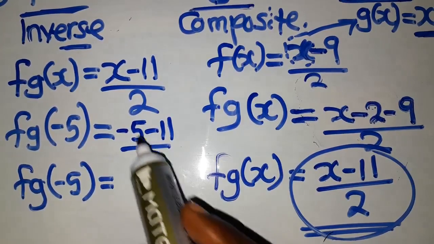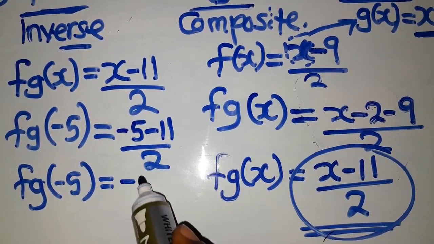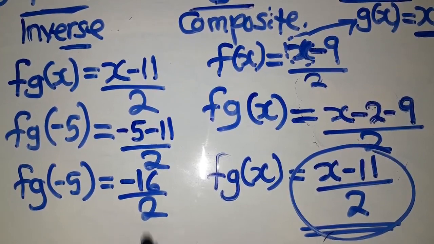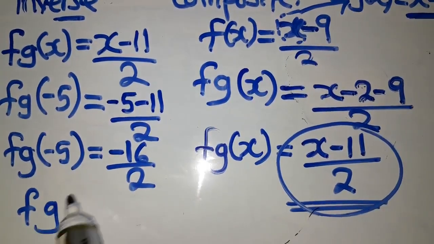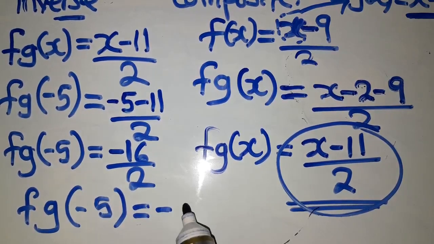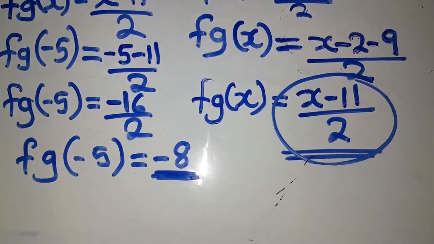This is equal to, what's the answer there? Negative 5 minus 11, that's negative 16. Over what? Over 2. 16 divided by 2, you conclude fg of negative 5 is equal to negative 8 when you divide there. So this is your answer. This is how you are supposed to answer this question. So I've answered this question. This is how you are supposed to answer it.